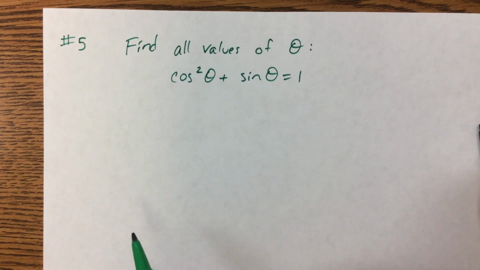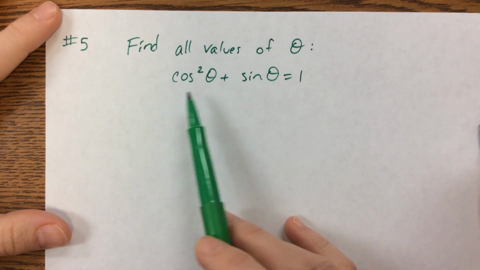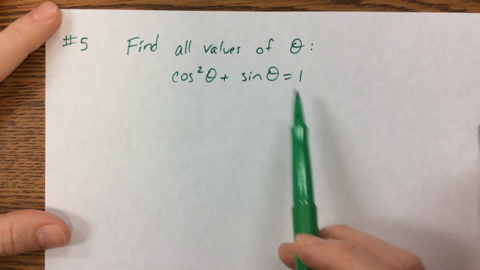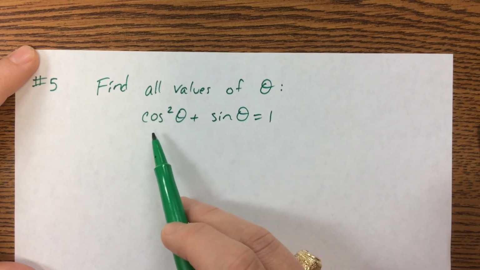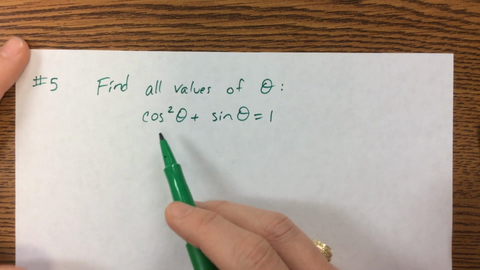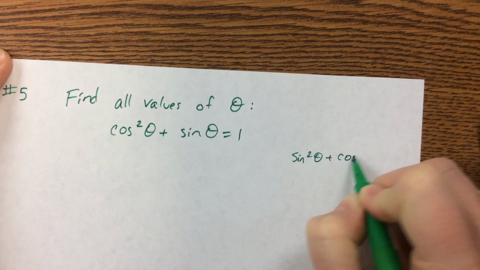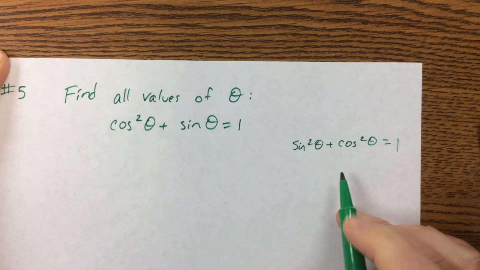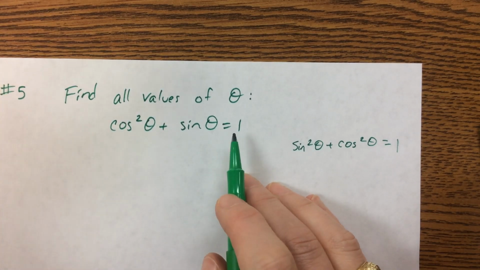Our fifth example of solving trigonometric equations says find all values of theta with cosine squared theta plus sine theta equals 1, so sorry. My brain automatically went to what we like to rather affectionately call the Big Daddy, which is that sine squared theta plus cosine squared theta equals 1. And we're going to need to use this because I want to get everybody in terms of the same trig function.